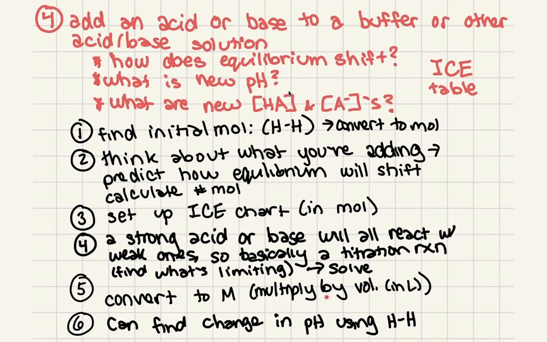And just note that if you don't need to solve molarity, if you just need to solve, say, the pH using the Henderson-Hasselbalch, you can use moles in the Henderson-Hasselbalch. Since it's just a ratio, and if you're dividing by the volume to get the molarity in the first place, then you're dividing by the same volume on your top and your bottom. Those will cancel out. And so you can use moles or molarity when you're using the Henderson-Hasselbalch.